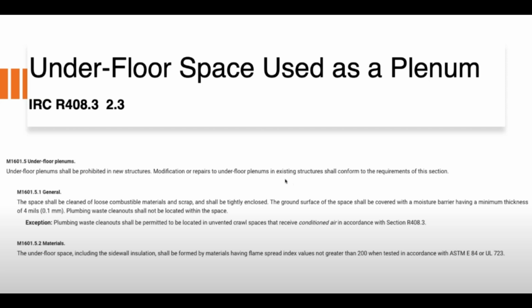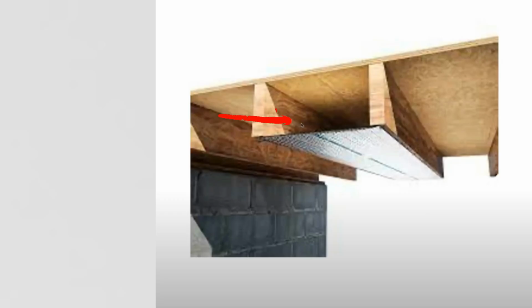Underfloor space used as a plenum, IRC 408.3.2, M1601.5 underfloor plenums: Underfloor plenums shall be prohibited in new structures. Modification or repairs to underfloor plenums in existing structures shall conform to the requirements of this section. What that means is you're turning this cavity in the floor joist into a path for supply and return air for the HVAC system to control and condition that space.